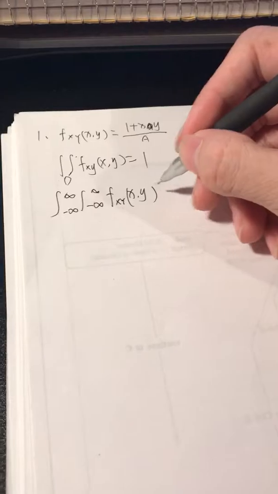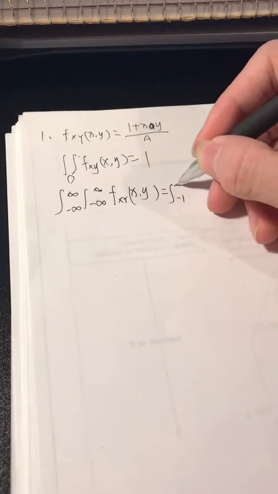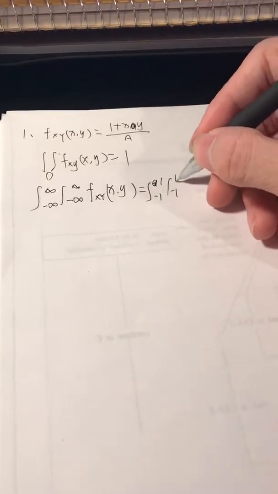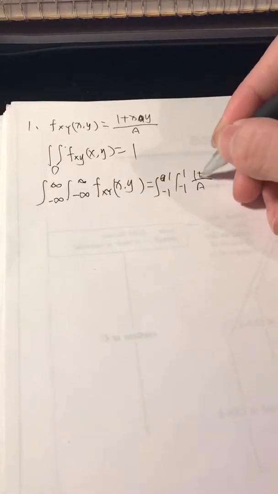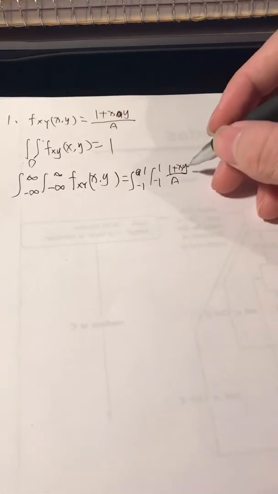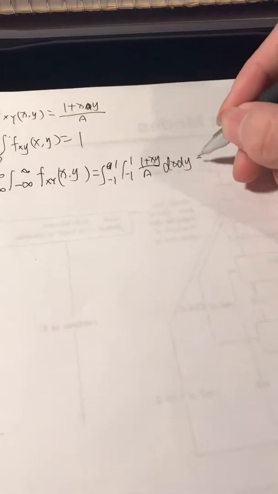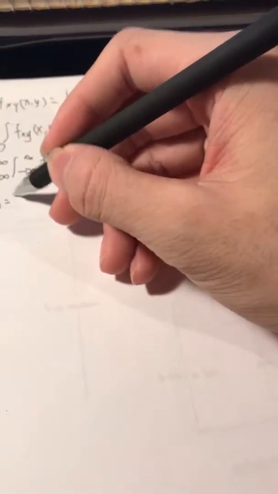The integral of f(x,y), with the definition area from -1 to 1, of (1 plus xy over a) dx dy should be equal to 1. So it's very easy for us to get that a is equal to 4.